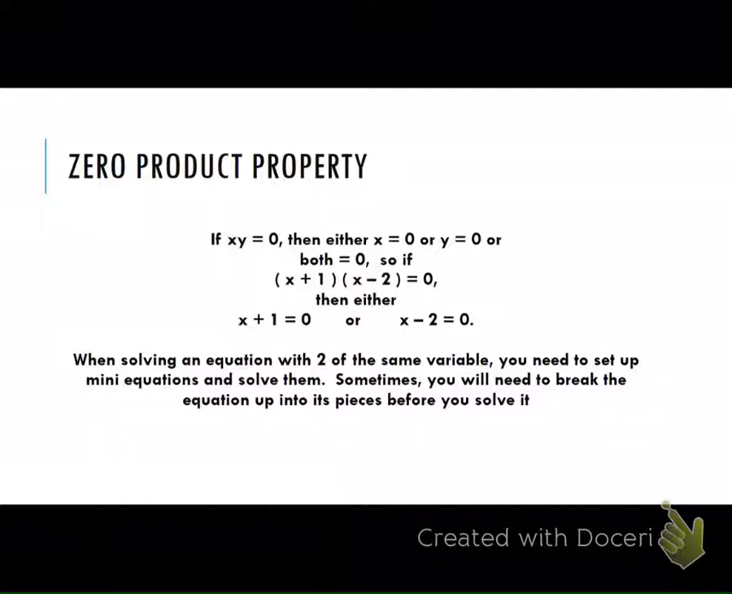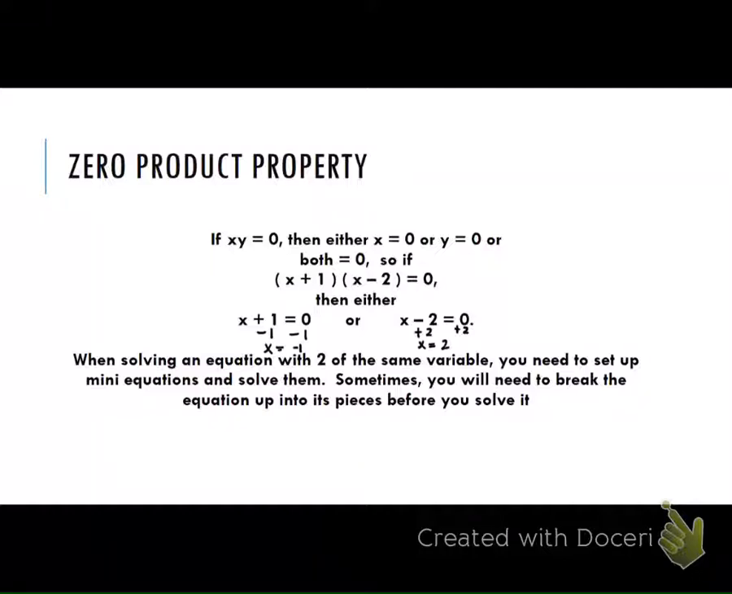So how do we find these pieces? Well, you just solve for x in each of those little pieces. You make mini equations. This only works if it's set equal to 0. There's no such thing as a 2 product property or a 5 product property. It is called the 0 product property, which means it has to be set equal to 0. So this only works if your equation is set equal to 0.